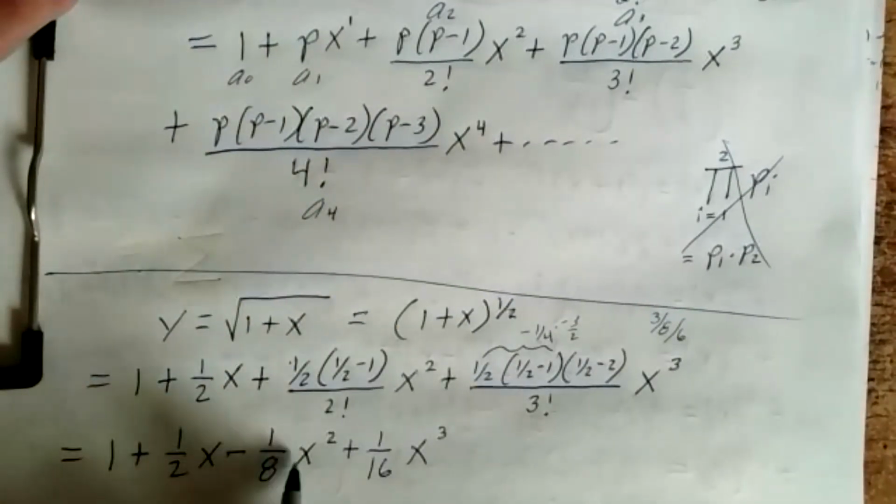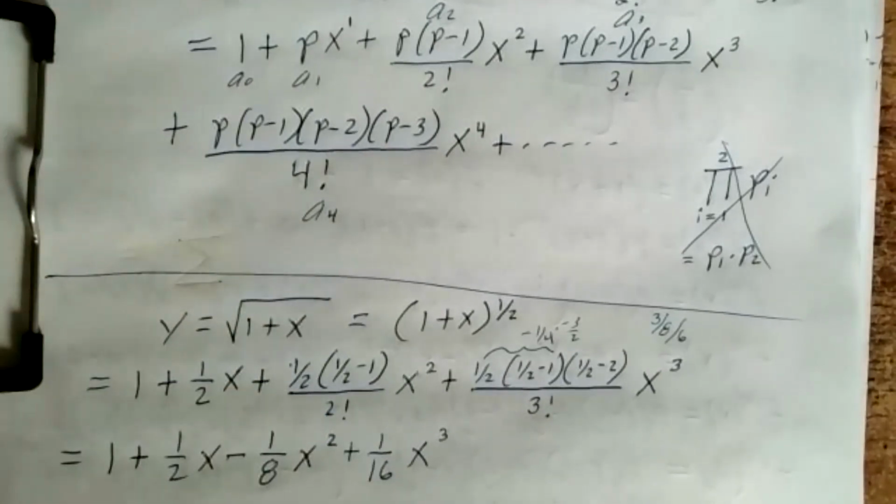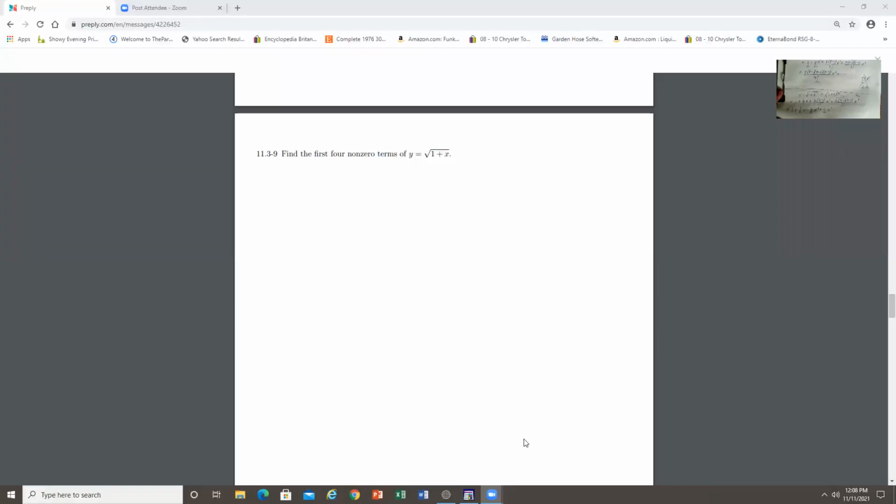These would be the first 4 non-zero term expansion of the square root of 1 plus x. That's your answer for that problem there. And by the way, this was problem 11.3-9.